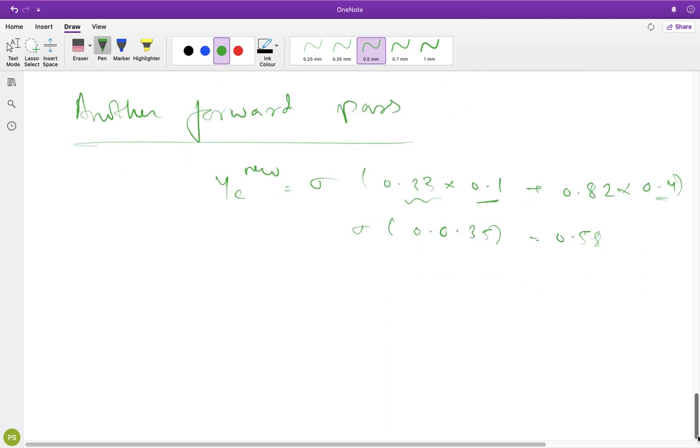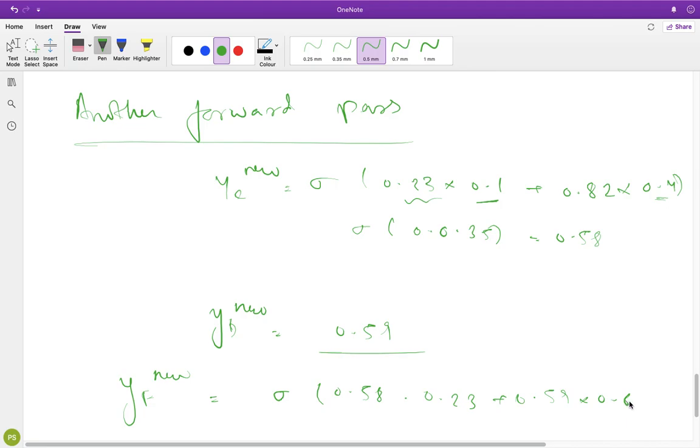Similarly, we calculate the output of YD, which is new, this being 0.59, and then we finally calculate the output of YF, which is sigma of 0.58 multiplied by 0.23 plus 0.59 multiplied by 0.6. When this is applied to sigma, we get the value 0.62.